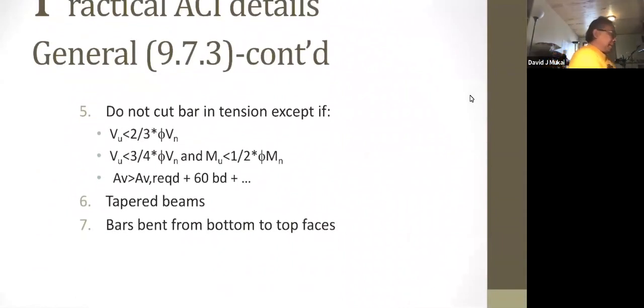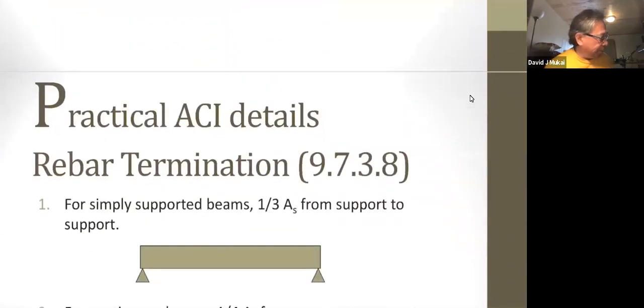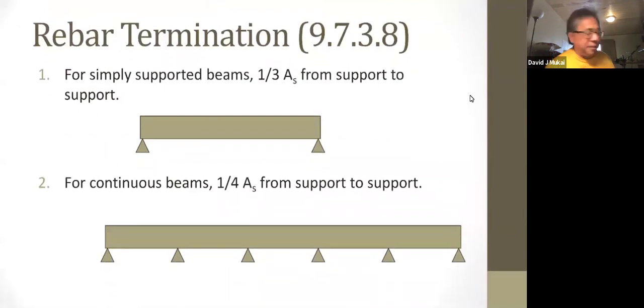Okay, this is the check. Is the bar in tension? And the answer is yes. Okay, so we did that one. Oh, it's 9.7.3.5. This doesn't matter, this doesn't matter. So for this part of the problem, there's nothing to do. So nothing yet. Okay, this is the first thing you need to check.